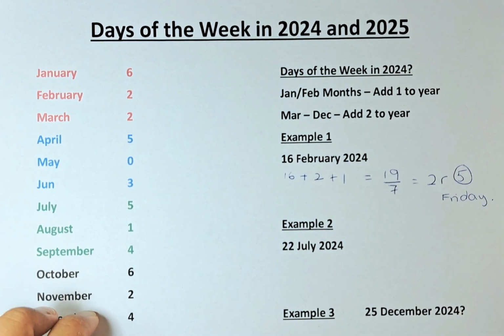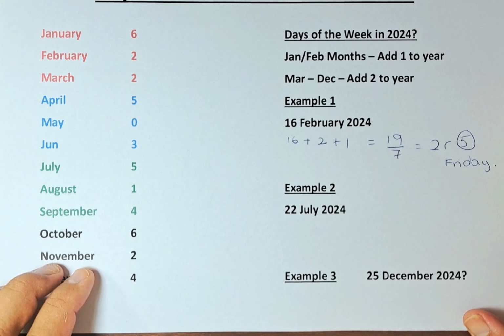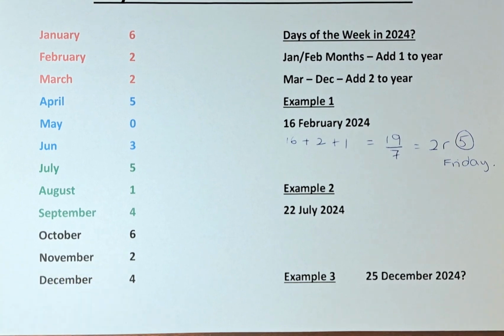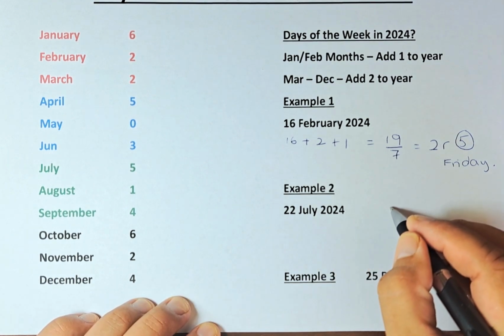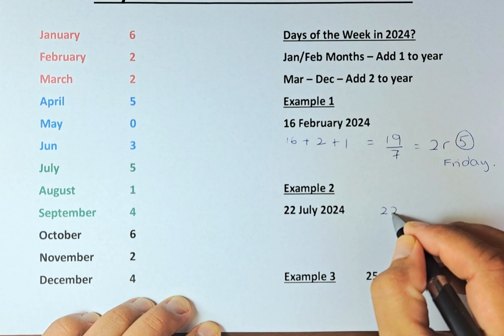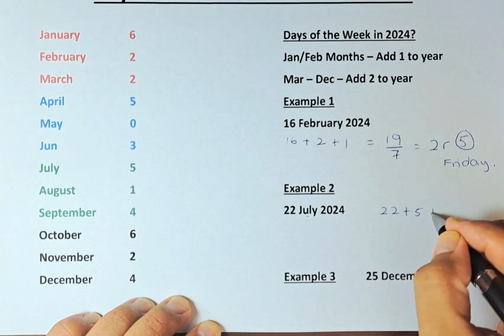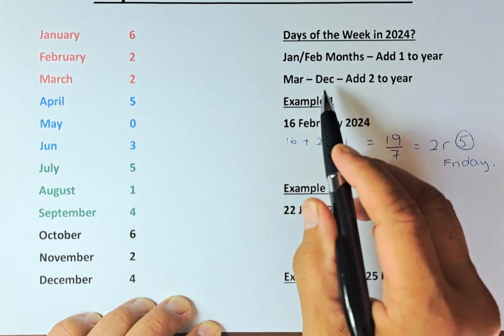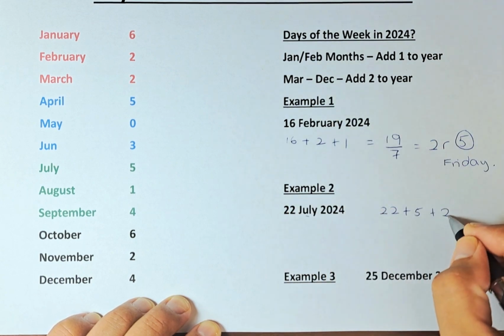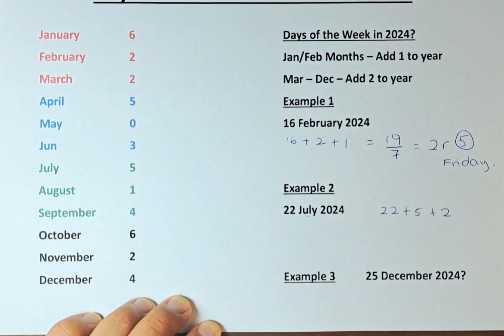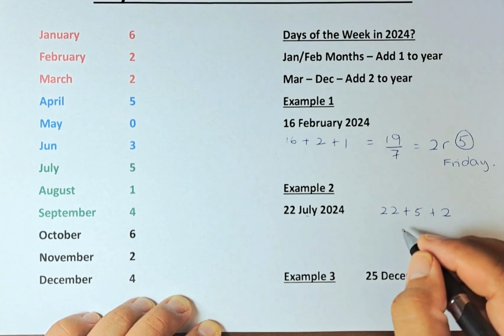Interesting, isn't it? Now we bring it up a bit. We're going to do 2 more examples, the first being 22nd July 2024. The day is 22. July, you look at the chart, is 5, so plus 5. And for the year, July is after February, so you add 2.